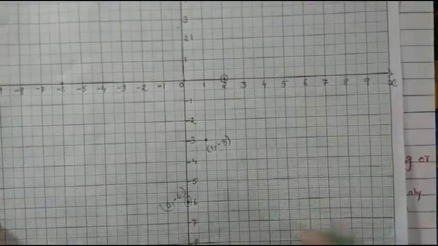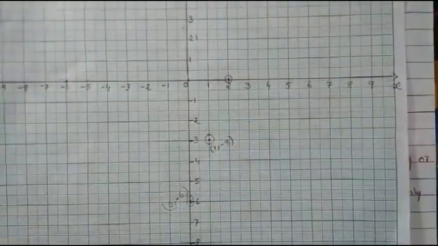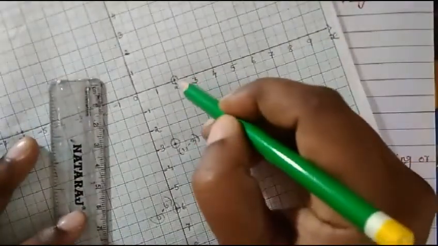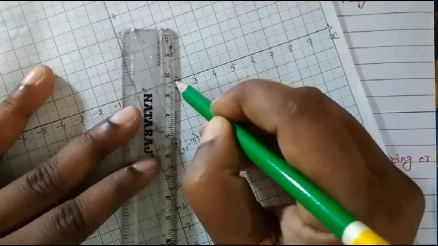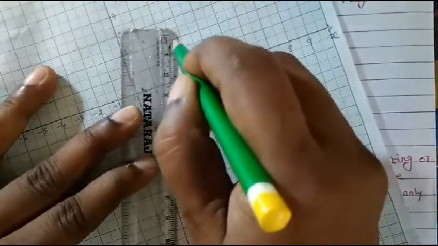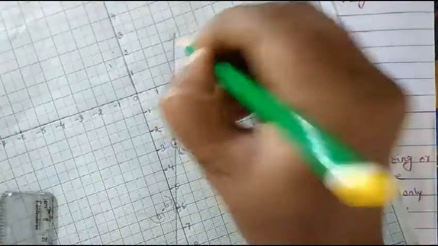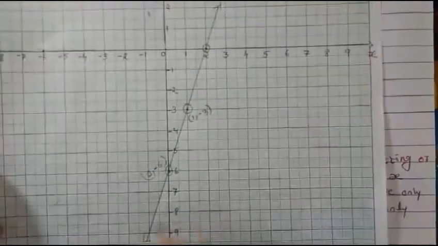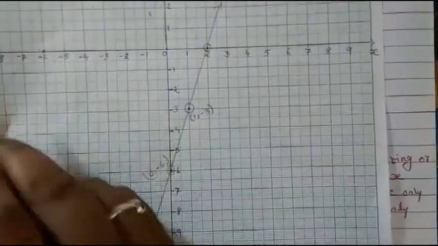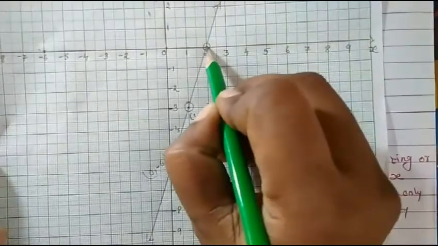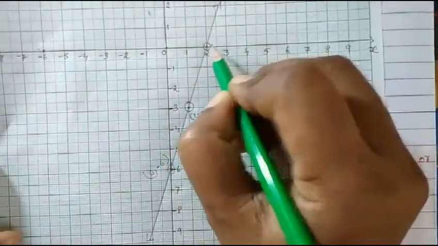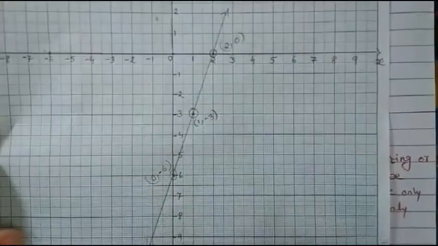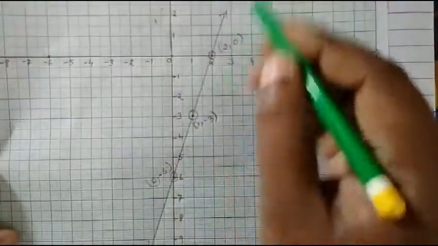So now we join this graph. When I join this graph, all these 3 points I am joining. So now you can see the graph is like this. Now see, this graph is intersecting the x-axis. How many points? There is only 1 point. So that point is on x it is 2 and on y it is 0. So 2, 0.